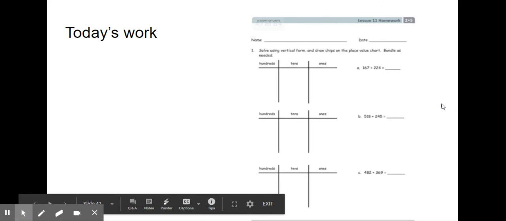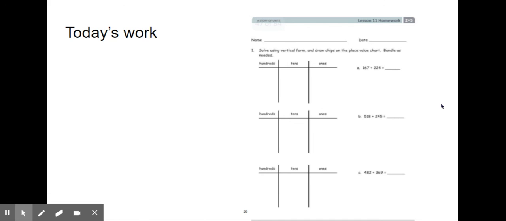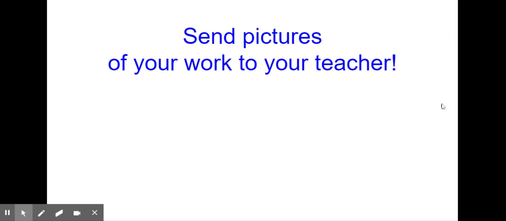Okay, it is now time for you to do your own work. It says solve using the vertical form and draw chips on the place value chart, bundle as needed, okay? You are going to solve your work. If you need to go back and look at another part of the video to help, please do that. And then always make sure you send pictures of your work to your teacher once you are done. And have a great rest of your day.